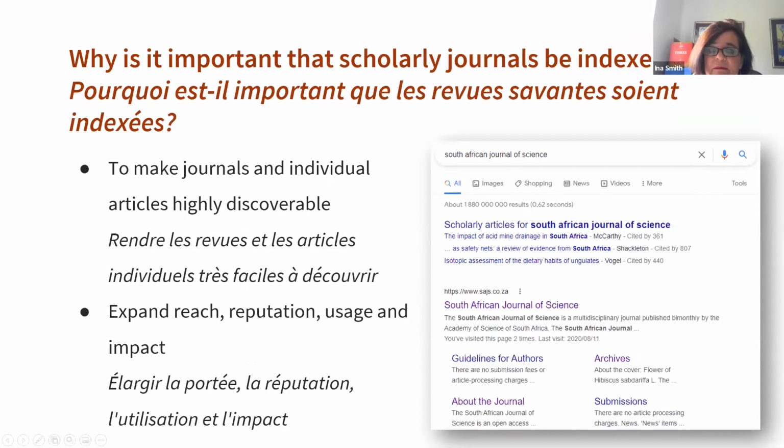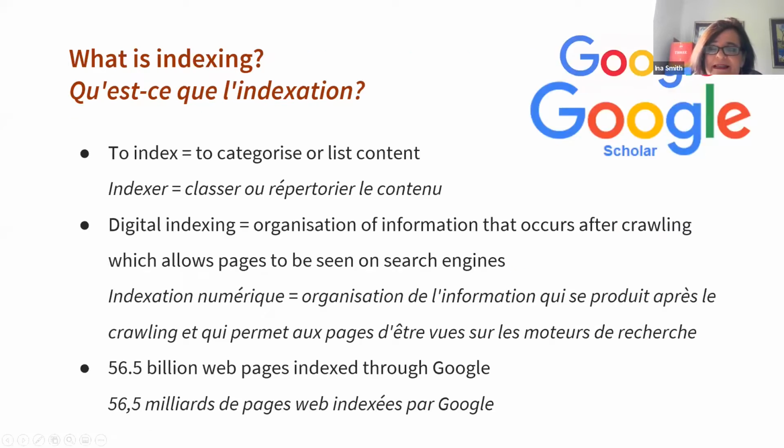So digital indexing refers to the organization of information that occurs after crawling, which allows pages to be seen on search engines. So Google and other search engines have crawlers or bots, spiders, that constantly crawl the web and categorize new websites and new web pages added every day. It's also referred to as a discovery service. So another name for a search engine is discovery service.